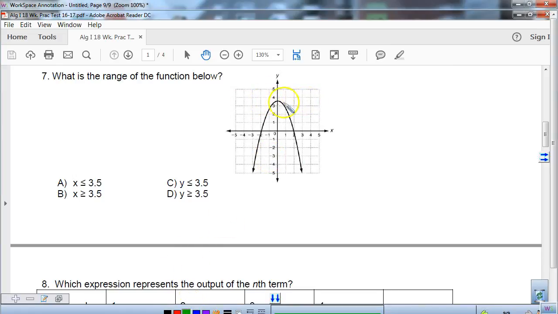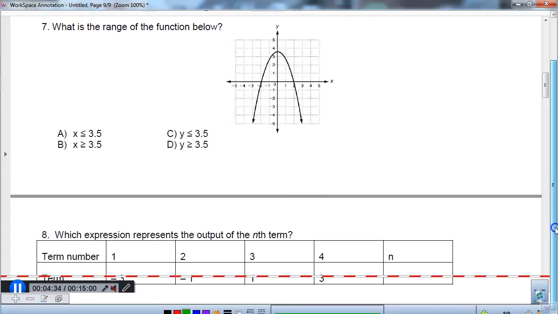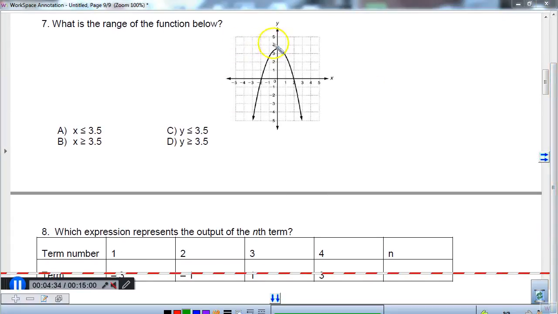The range is your set of possible y values. It's easy to see that the highest value up here is about 3.5, and y doesn't ever go above that, but it does go below it. So it could be less than 3.5. It could equal 3.5, but it's never higher than. This is the one we're looking for. And remember, it's range, so it's y, not x. Those are no good. The option here is C.